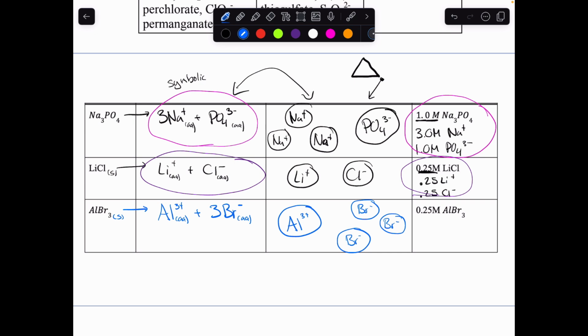Okay, so if it's a 0.125 molarity, then it'd be 0.25 for aluminum. And because we have 3 times the amount of Br compared to the aluminum, 0.25 times 3 gives us 0.75 molarity for Br-. Go ahead, once again, have up to 2 smiley faces for getting that correct.